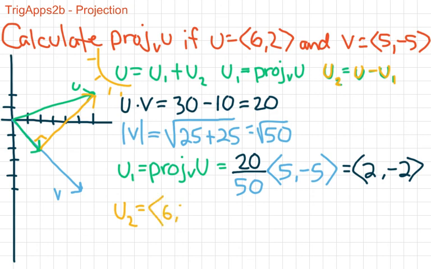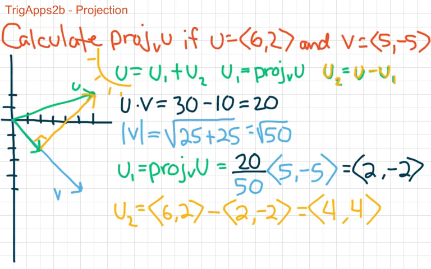Well, I take that 6 comma 2, which is u, and I subtract, just like I said right here, u minus u1, I subtract 2, negative 2. And that gives me, oh my gosh, 6 minus 2 is 4. 2 minus negative 2 is 4. Hey, that's what the picture says. So if we don't have a picture that's easy to sketch, now we know we can set this up this way and apply the pattern.